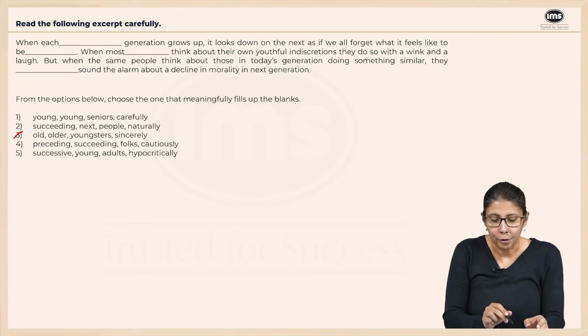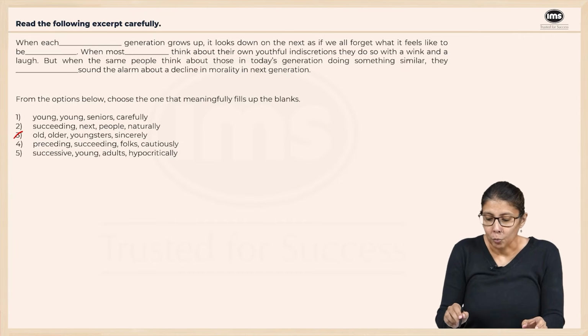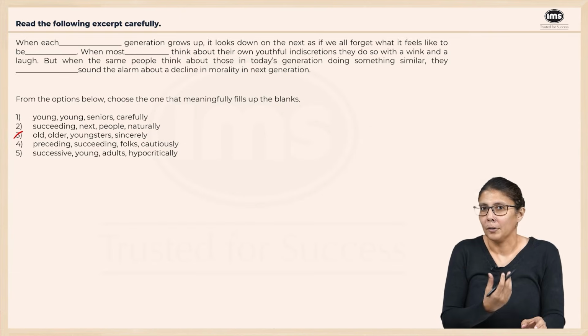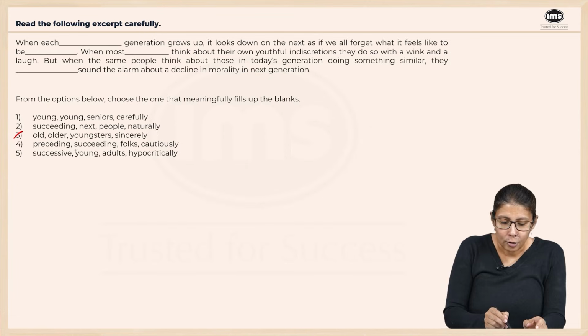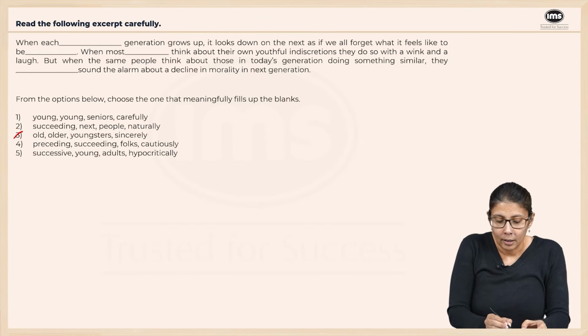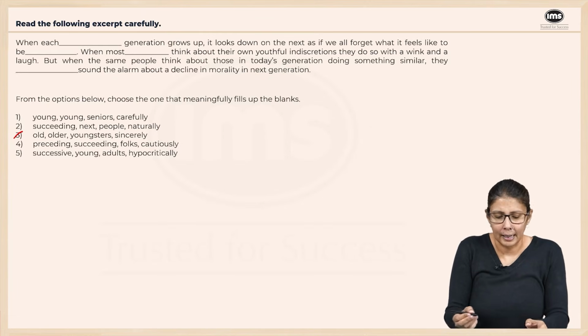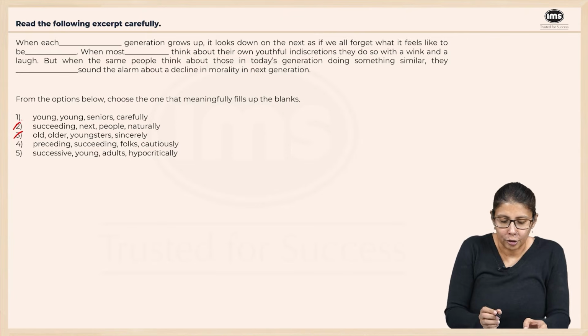This is very, very helpful. We all forget what it feels like to be. Obviously, this will have to refer to being young. So now let's look at the second word for each option. It could be young. So first option is okay. Option 2 says next. What it feels like to be next does not make any sense. So we can eliminate option 2.